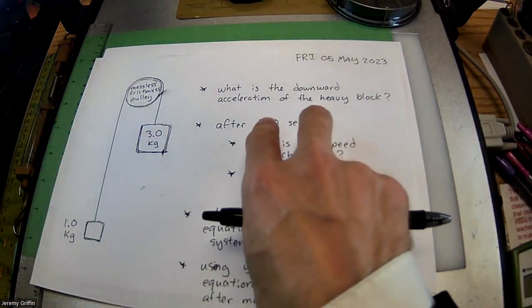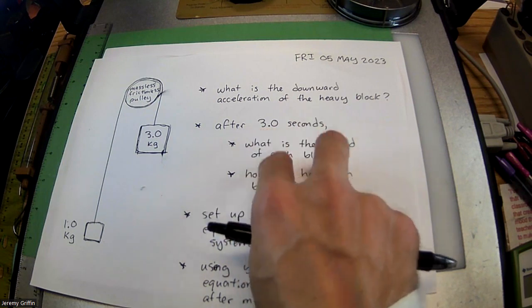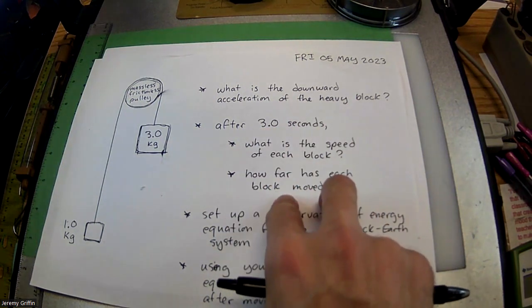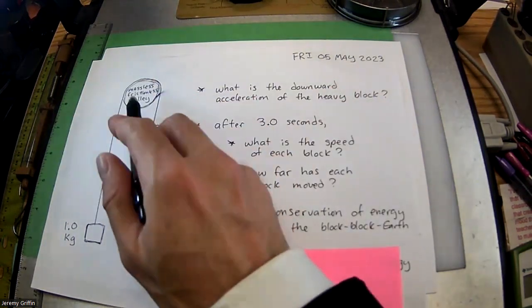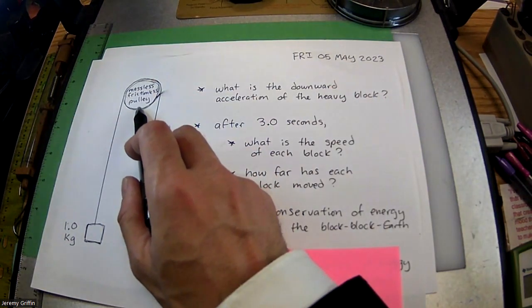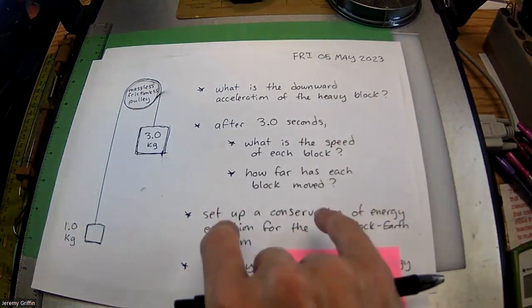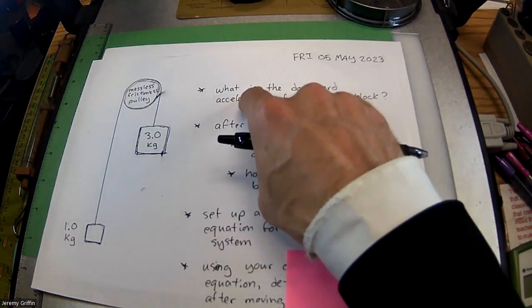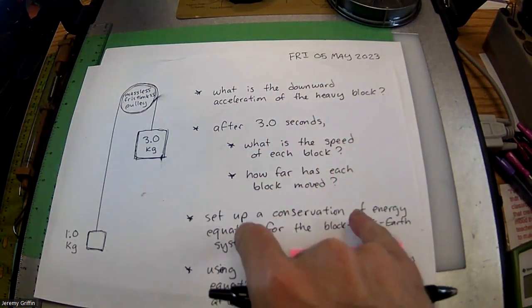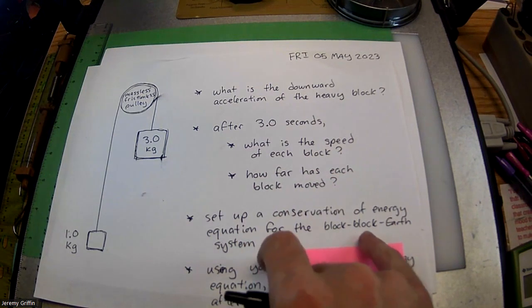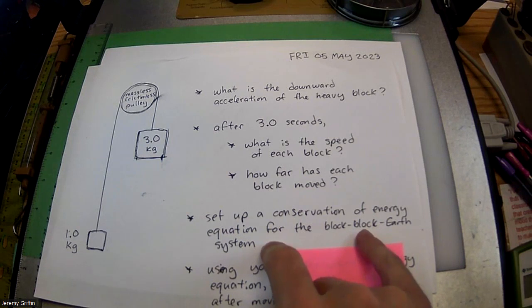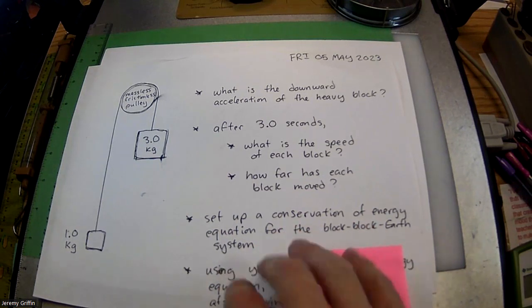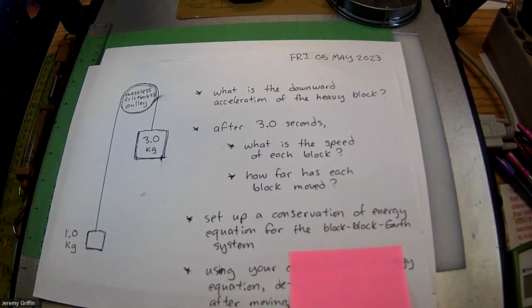Right? After so much time has passed, what's the speed of each block, and how far has each block moved? Ooh, that sounds kinematic. Right? So we've got dynamics, we've got kinematics. Notice I gave you a massless, frictionless pulley. They might call that an ideal pulley. Okay. And then, we've got unit 2, we've got unit 1, and then set up a conservation of energy equation for the two block-Earth system. Hey, that sounds like unit 4, conservation of energy. And then I've got one more question that I've partly covered up here.